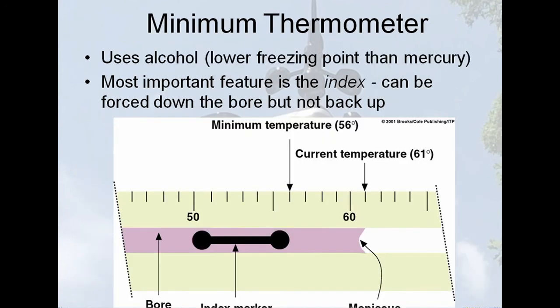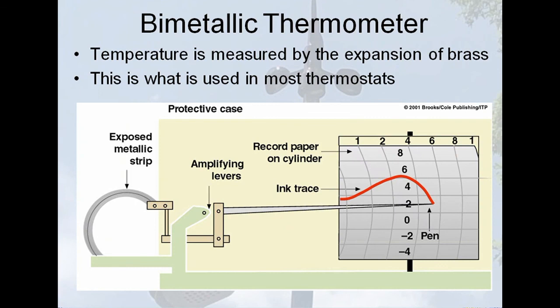The minimum thermometer uses alcohol, because alcohol has a lower freezing point than mercury. And the most important feature is the index, and that's forced down the bore but not back up. So as this index moves down through that bore, it won't rise back up. So that obviously gives you the minimum temperature for that day. And then the bimetallic thermometer measures by expansion of brass, and this is what's used in most thermostats.